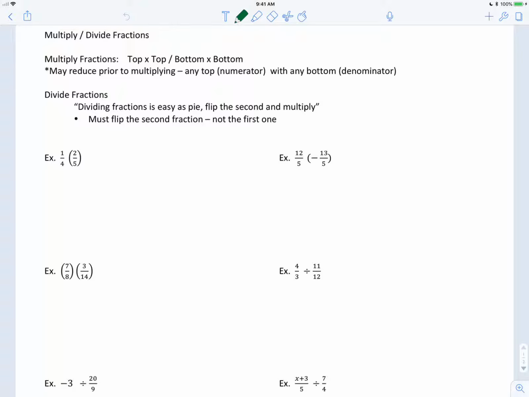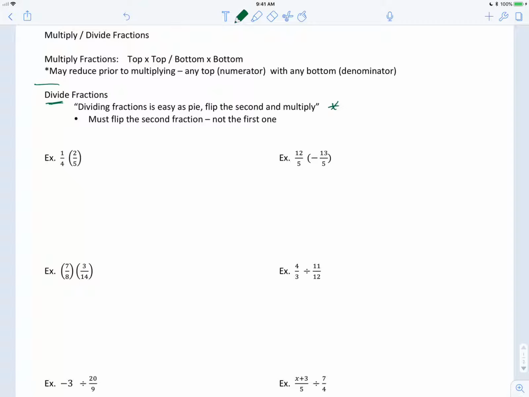But when we're multiplying and dividing, we don't have to create those equivalent fractions having common denominators. We're just going to multiply straight across, top times top, bottom times bottom. And then when we go into dividing our fractions, this is just the saying that we say: dividing fractions is easy as pie, flip the second and multiply. So you just flip the second fraction and then you do multiplication. So that's not too bad, just remembering the difference between multiplication and division versus addition and subtraction.